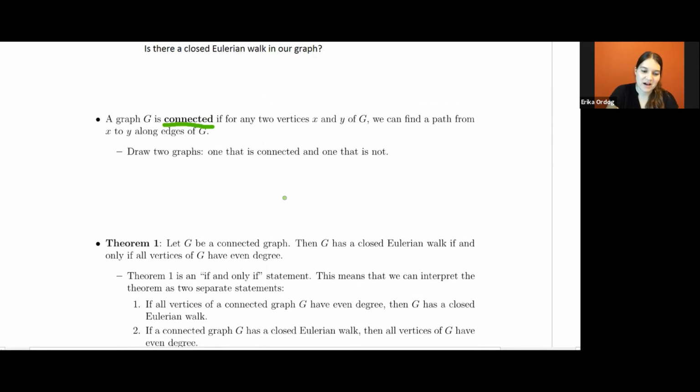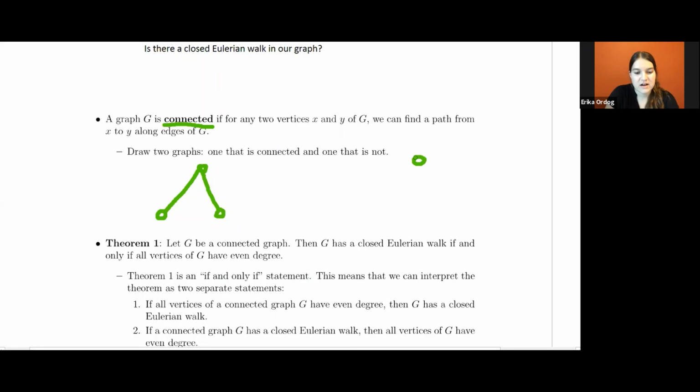Okay, so now that you're back, let's first draw a connected graph. Let's say we have 3 vertices, and we want to have a way to get from x to y, from any vertex to any of the others along the edges of our graph. So if we add an edge here and we add an edge here, all of a sudden this is connected.